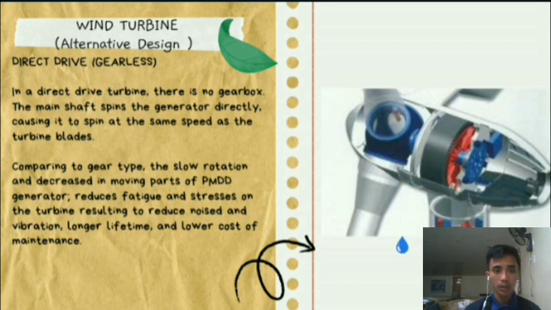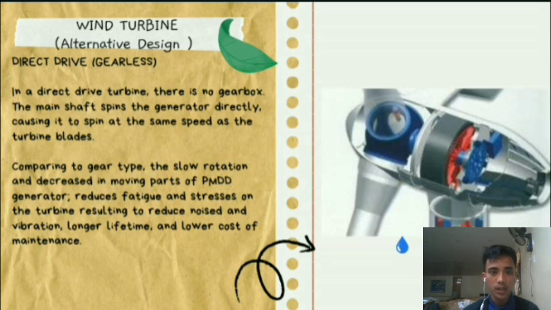Number 4 reason po is compact design. Gearless turbines often have a more compact and lightweight design compared to geared turbines. This can make transportation, installation, and maintenance easier and more cost-effective. Number 5, improved durability. The simplicity of direct drive systems can contribute to improved durability. With fewer components and potential points of failure, direct drive turbines may have a longer operational lifespan.